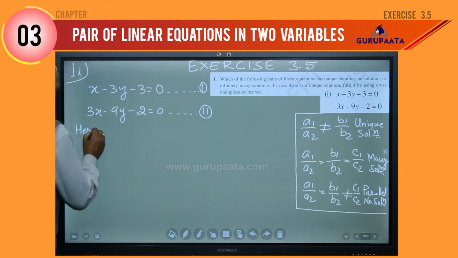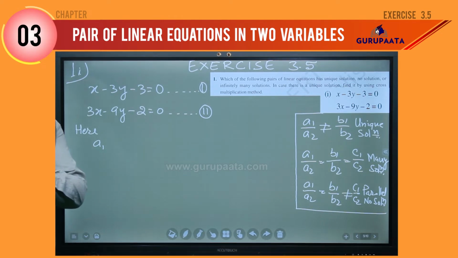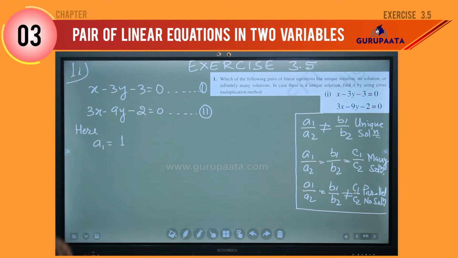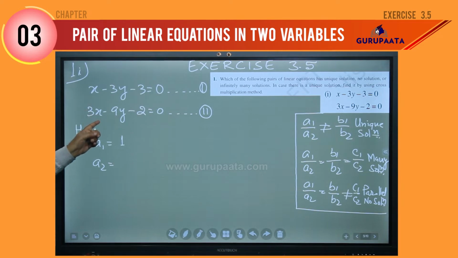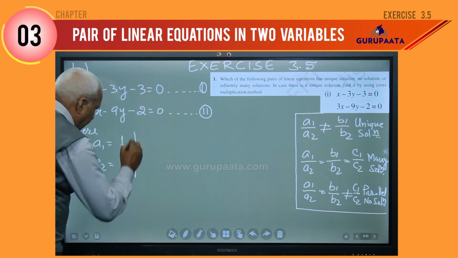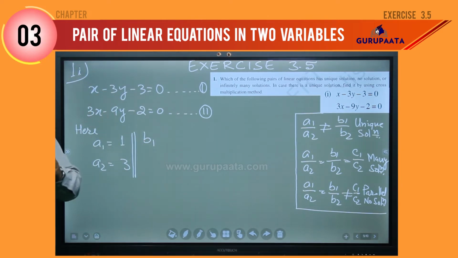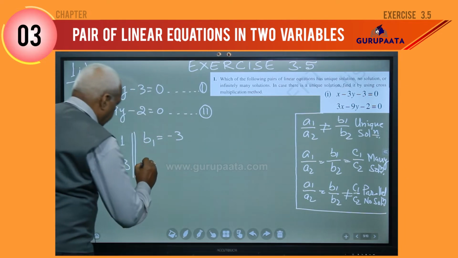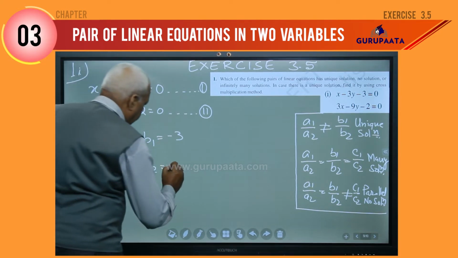Now we will see a1. In the first equation, the coefficient of x is 1, so a1 equal to 1. Then a2 equal to 3, because in the second equation x has coefficient 3. I will draw a line. Now b1: in the first equation y has coefficient minus 3, so we write minus 3. b2: in the second equation y has minus 9, so we write minus 9.